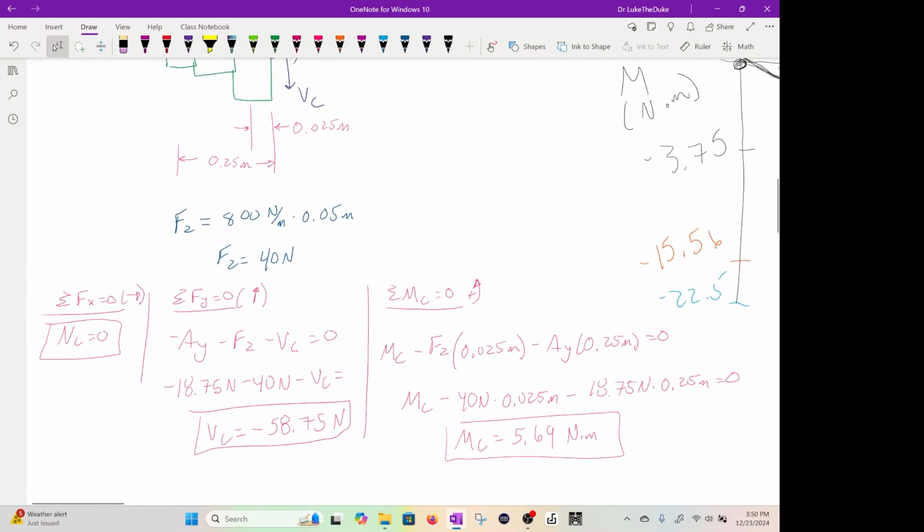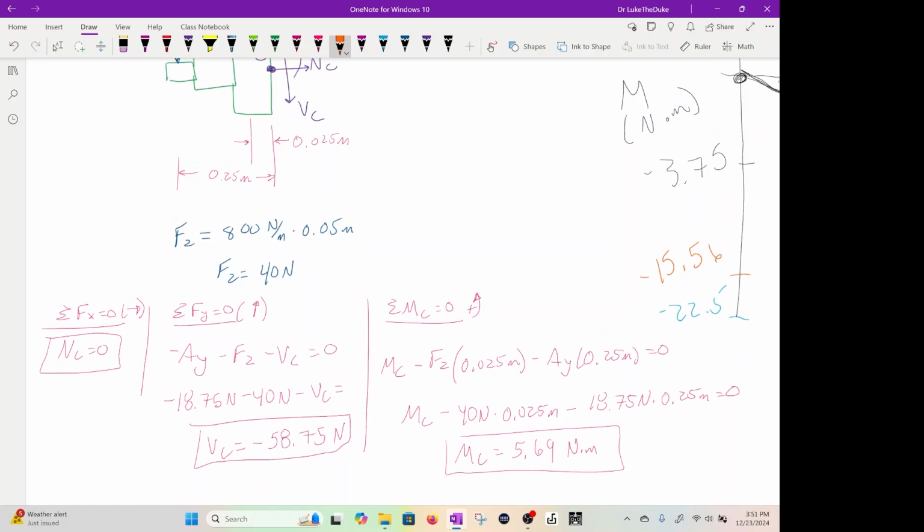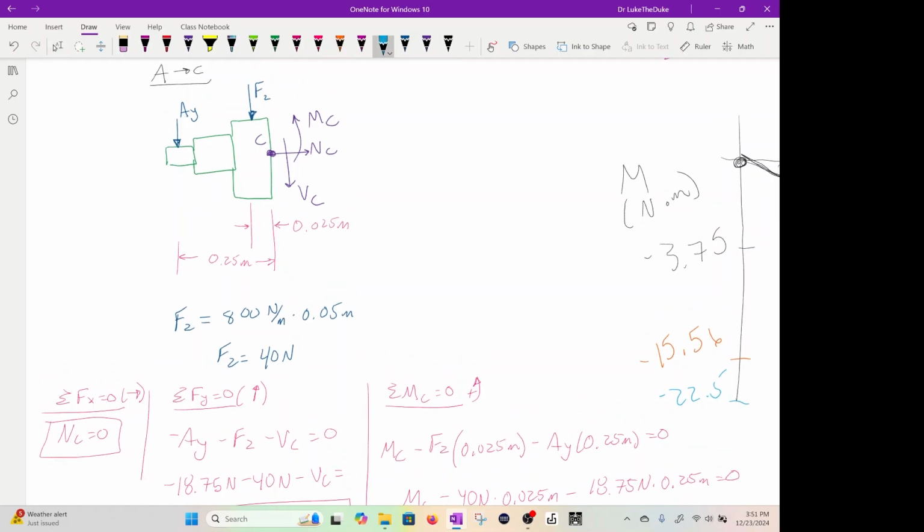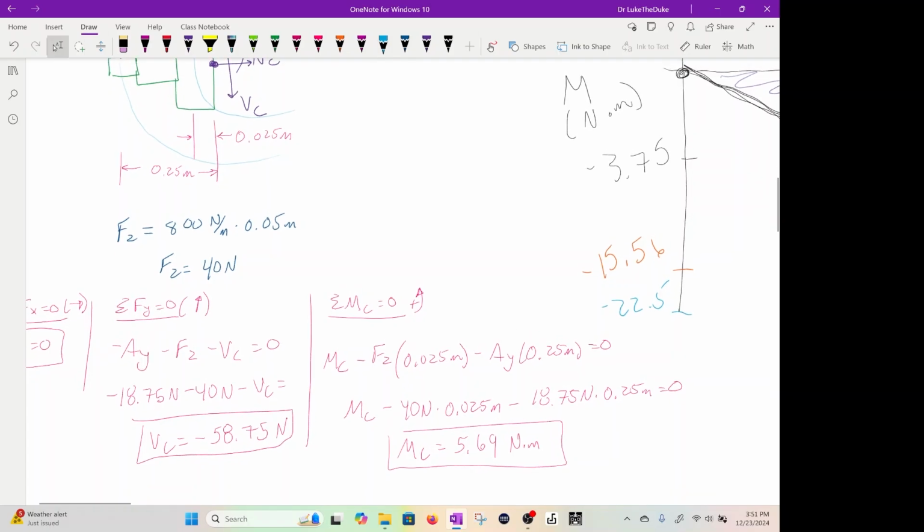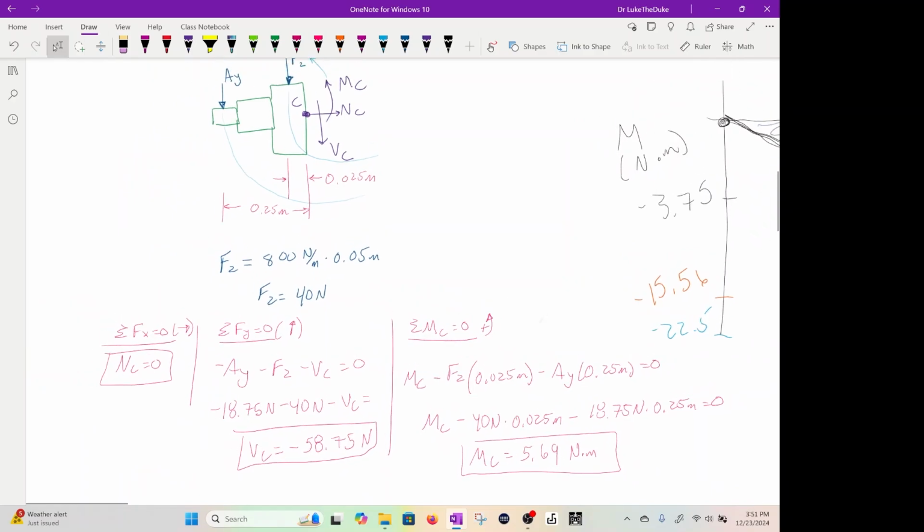All right, now the moment at C, which is MC minus F2 times 0.025. Again, positive is counterclockwise now. Okay, we know our distance, we know our force, which is 40. We can now find that. Minus AY times 0.25, because that's the perpendicular distance. And this is a negative moment. Why? Because it's going this way around. Same with this. Okay, and we picked this way as positive. So when we do the moment, we get 5.69 Newton meter. Okay, so that's just that.